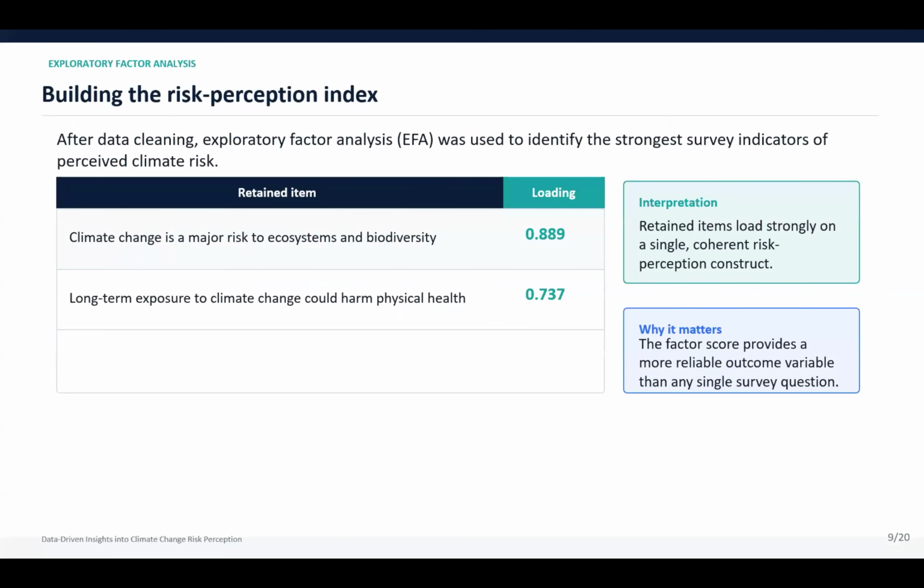Let me discuss exploratory factor analysis. Before fitting regression models, we need a dependent variable, and we use exploratory factor analysis to identify the strongest survey indicators of perceived climate risk. Two items were retained from our analysis, with strong loading on a single factor. One item was climate change being a major risk to ecosystems and biodiversity, and the other was about the long-term harm of climate change to physical health.